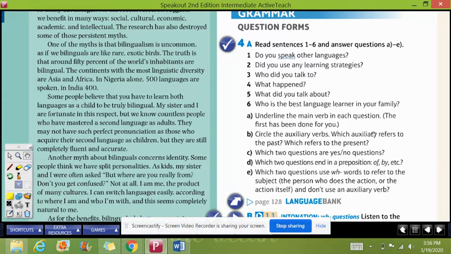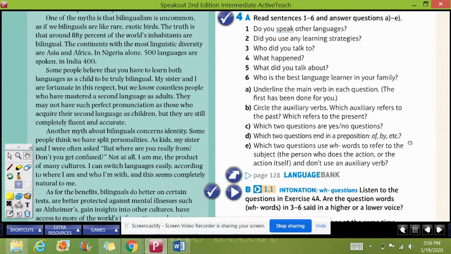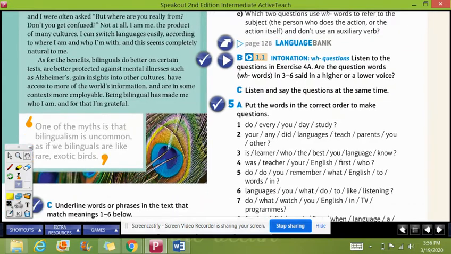Don't forget you are in a B1 course. That means we are not using basic English anymore. Okay? Now let's continue and let's take a look at number 5.